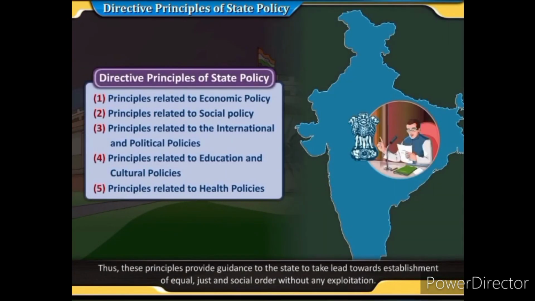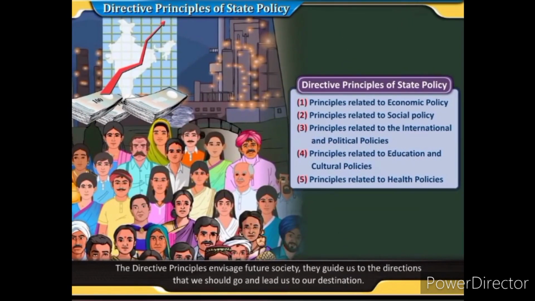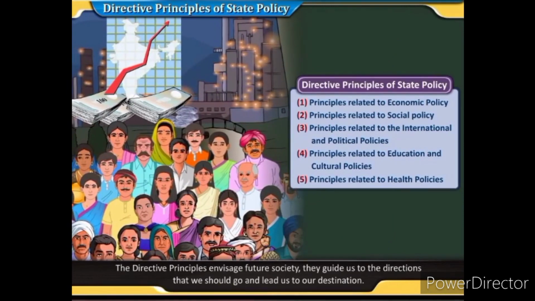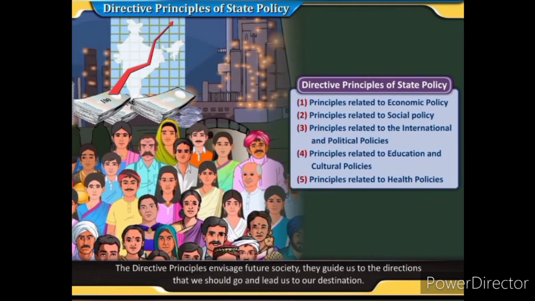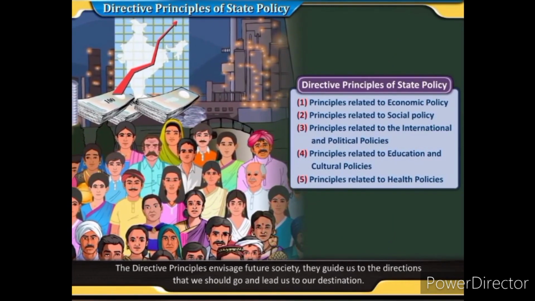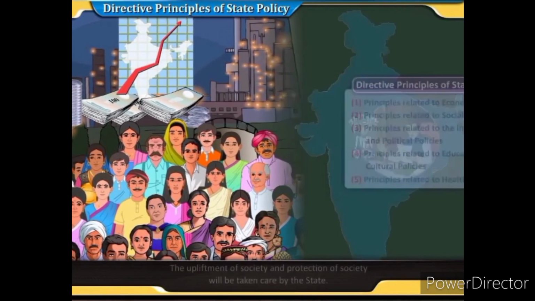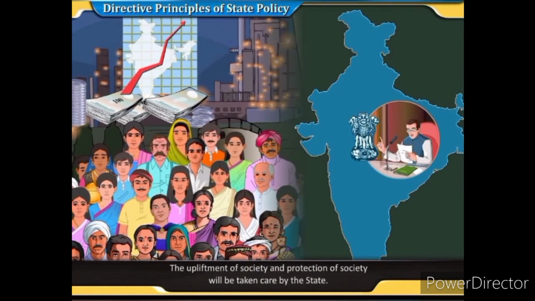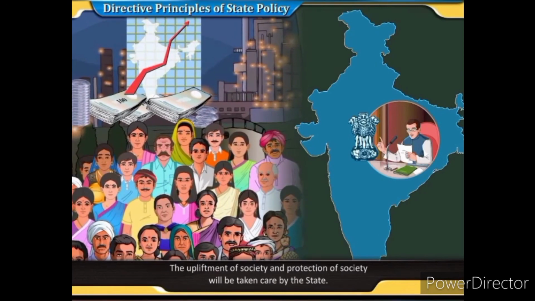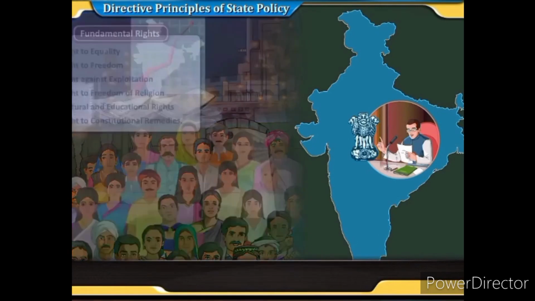Thus, these principles guide the state to take the lead towards the establishment of an equal, just and social order without any exploitation. The directive principles envisage a future society. They guide us to the directions in which we should go and lead us to our destination. The upliftment and protection of society will be taken care of by the state.